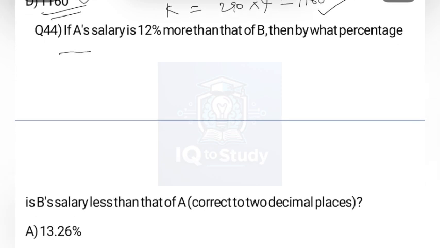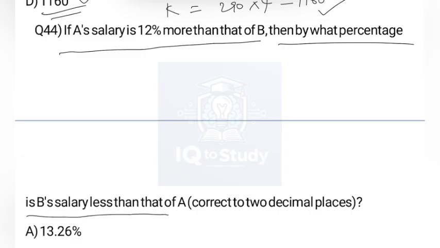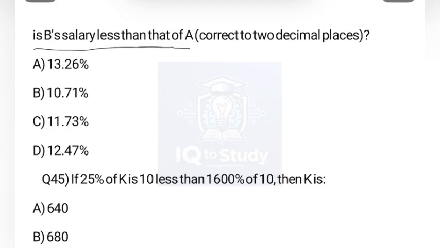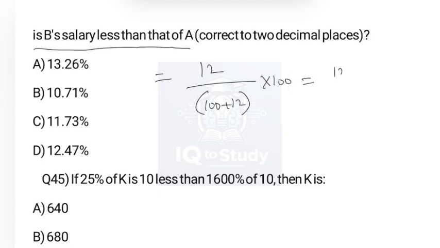If A's salary is 12% more than that of B, then by what percentage is B's salary less than that of A? That is equal to 12 by 100 plus 12 into 100, which is equal to 12 by 112 into 100. Which is equal to 10.71.